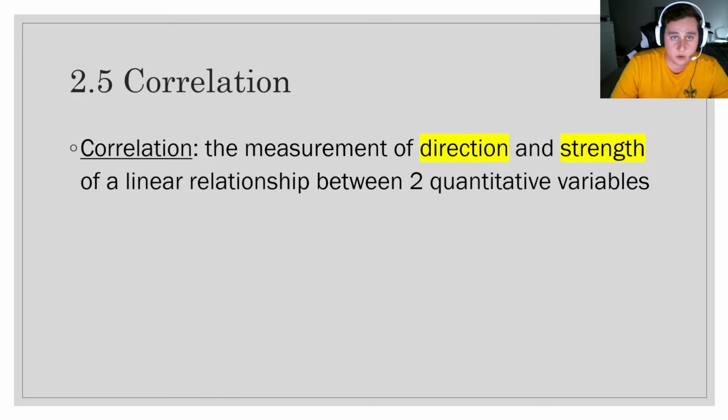So first, we're going to start off with correlation. Correlation, to put it simply, is the measurement of direction and strength of a linear relationship between two quantitative variables. The two quantitative variables, of course, is very important here. You cannot do correlation or regression, as it's called, if you have categorical variables. It only works with quantitative.